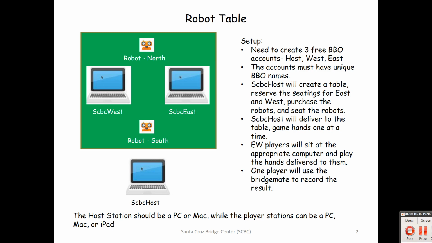So in essence, about every 7 minutes, the host needs to deliver another hand to the table for the players to play. The players' responsibilities are, of course, to play the hand and to use the Bridgemate to record the results of the hand. ACBL Score does not directly tie into BBO, so it does not know the results of what happened. So you need to use the Bridgemates to complete the results.